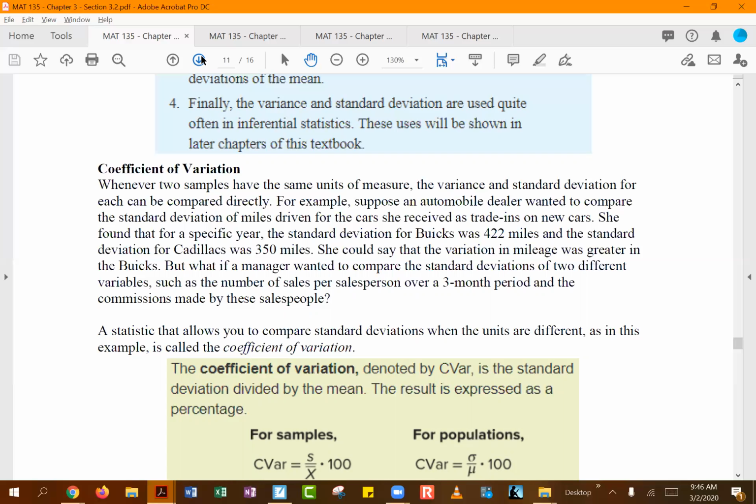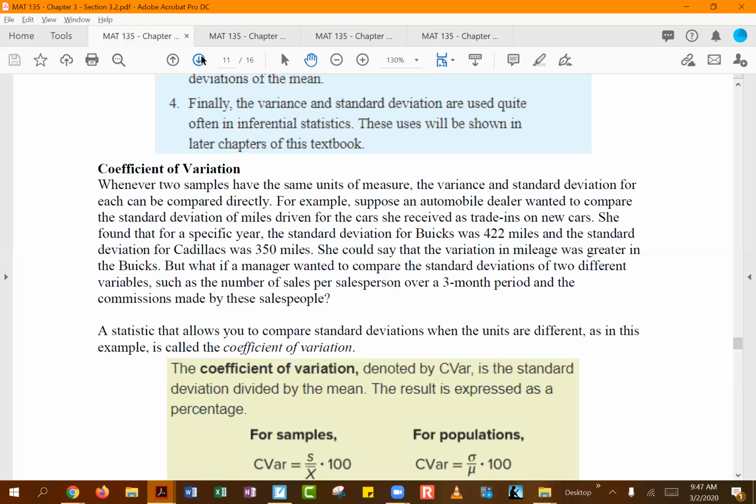And if your mean was, whatever, I guess they're not really telling us what the mean for these vehicles is, but whatever the mean was, if you're going that far out, does it make sense to go for a vehicle that has such a large standard deviation? But they're saying, what if a manager wanted to compare the standard deviations of two different variables, the number of sales per person over a 3-month period and the commission made by a salesperson.